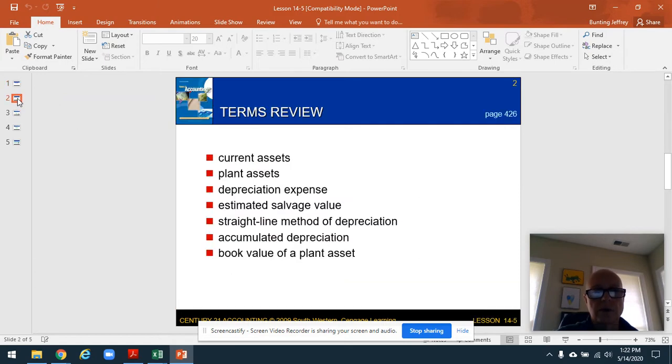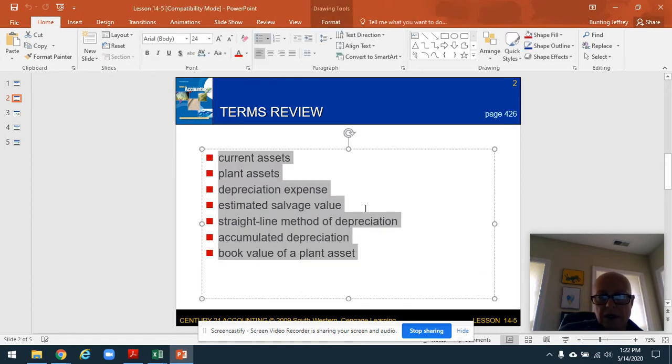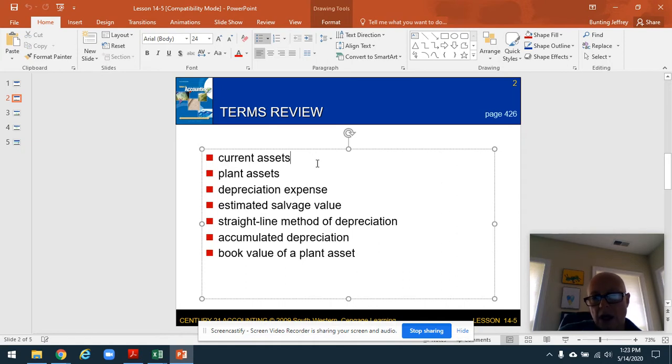So I want to go through the PowerPoint here first, and then we'll look at the chapter material, then we'll go through the ACCIII. So we've got some new terms that you're going to need to be familiar with here. First thing is current assets. These are assets that are consumed within a year or less. And then we have plant assets. Those are considered to be durable assets that are used up for periods longer than a year.